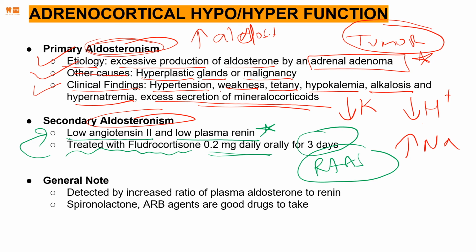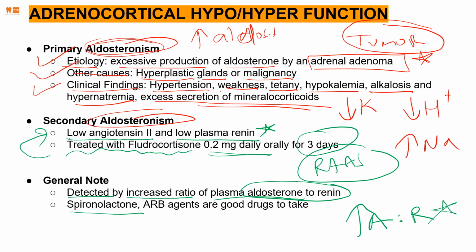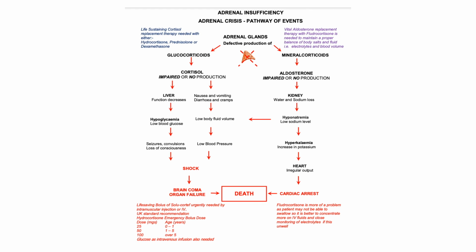Now, a general note: it is detected by an increased ratio of plasma aldosterone to renin. So when the aldosterone to renin ratio increases, then we have detection of aldosteronism. That's the key point. If aldosterone goes up as compared to renin, then we have aldosteronism. Treated by spironolactone. Remember, aldosterone causes hypertension. Spironolactone is an aldosterone receptor blocking agent. Therefore, the treatment is an ARB agent. Okay. And lastly, this chart I will leave here as a summary for you guys to write in your notes.